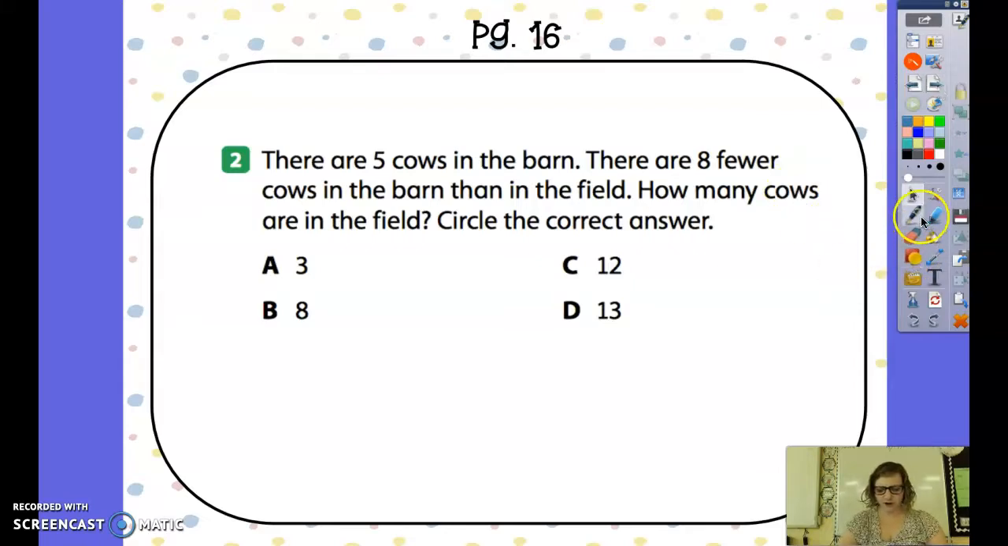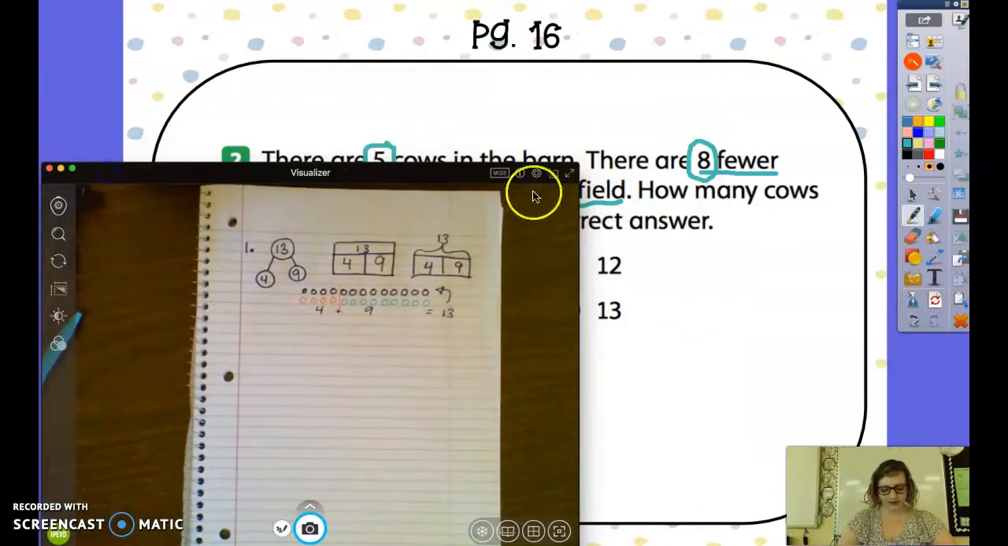This one's a little bit tricky. So I'm going to do what I know to do. I'm going to circle the important numbers in my story. So I see there's 5 cows. There's 8 fewer cows in the barn than the field. So I see there's 5 cows in the barn. There's 8 fewer in the barn than the field. This word "than" tells me it's going to be a comparison problem. With comparison problems, we're going to have to look at the 2 different numbers and compare. So now it says how many cows are in the field.